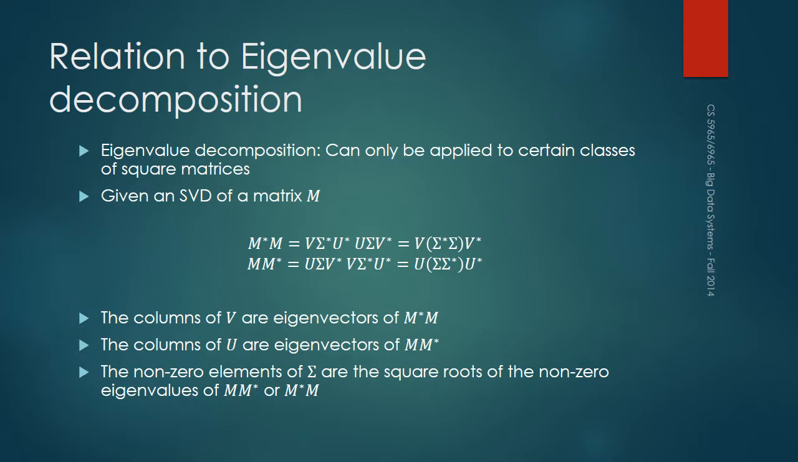So let's think in terms now of how it's related to an eigenvalue decomposition. Okay? It's very closely related. In general, your eigenvalue decomposition can only be applied to certain special classes of square matrices. But given an SVD of a matrix M, we can consider the covariance matrices out here. So if you have M conjugate M, we can expand it out in terms of the singular value decomposition that we have of matrix M.